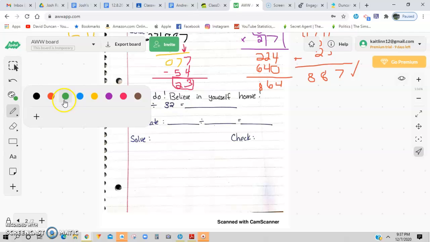All right, now looking, I'll start with blue. Our last problem. You can do this. Believe in yourself, homie. All right, I have 730 divided by 32. Okay, I'm going to start by my estimation. I'm going to round that 32 to 30.